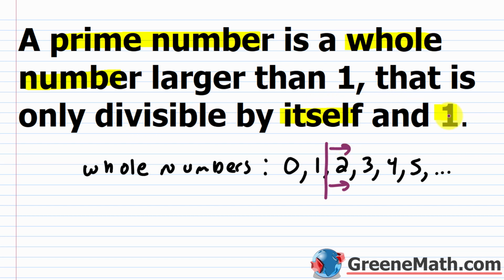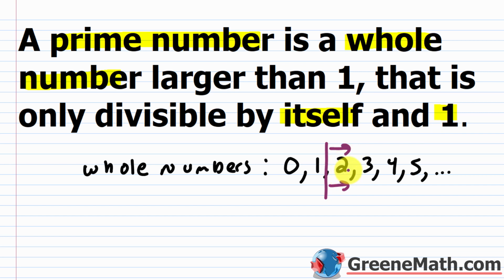We know that every non-zero number is divisible by itself. So a non-zero number divided by itself will always give you 1. So 2 divided by 2 is 1, no remainder. We also know that every number is divisible by 1. If you divide a number by 1, you just get the number. So for example, 13 divided by 1 is 13.